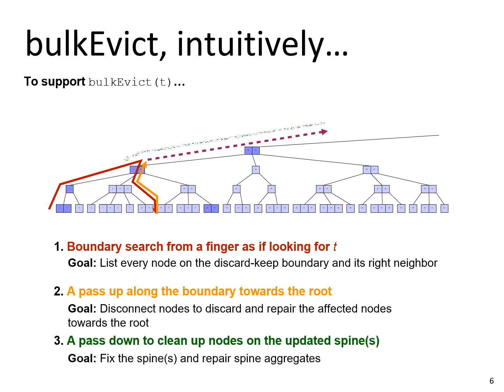And then the third part of the bulk evict function is a pass down that performs some cleanups, and in particular it recomputes any partial aggregates that might have been modified.